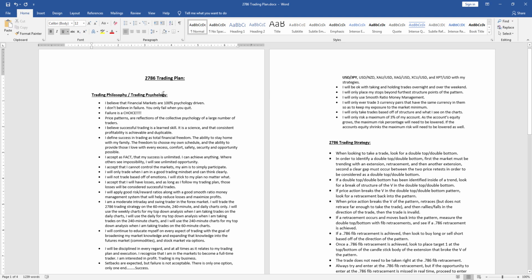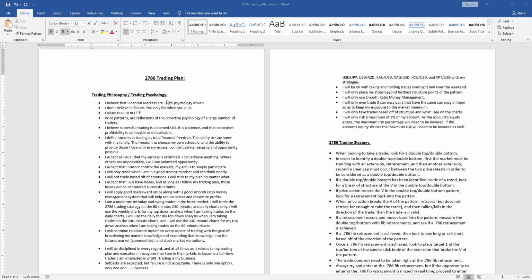Basically, Fibonacci ratios are measurements used to measure different price movements, price action movements, and things of that nature. So that's, in the short term, basically what it is.